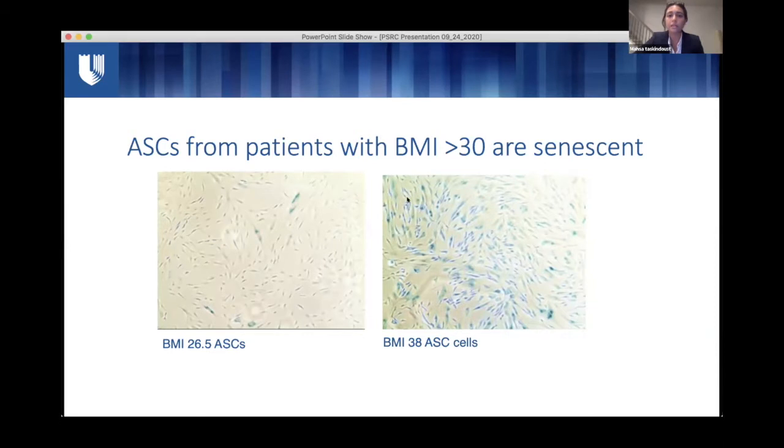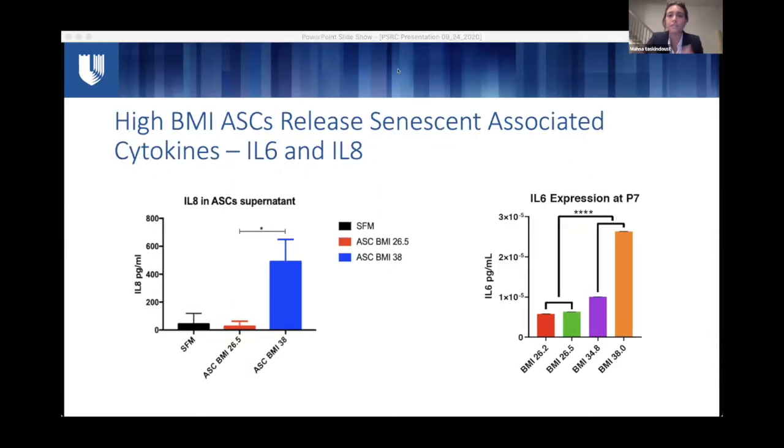So we then wanted to assess how these senescent cells could be contributing to their environment, and specifically whether they were secreting senescence-associated cytokines. To address this part of our hypothesis, we collected conditioned media for 72 hours from the same ASCs we had isolated from these patients, and conducted ELISAs to check levels of IL-6 and IL-8. As you can see, women with BMIs above 30, in both the assays checking for IL-8 and IL-6, showed significantly higher concentrations of those cytokines when compared to their lower BMI counterparts.